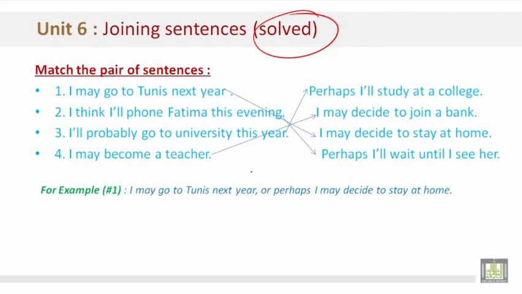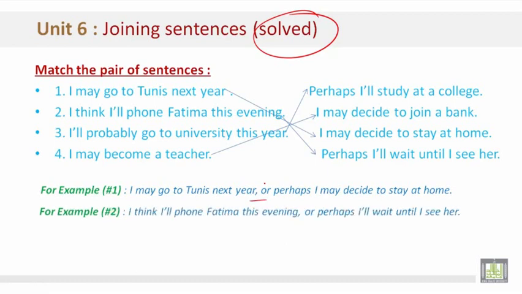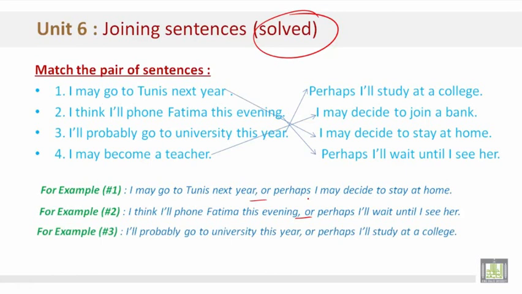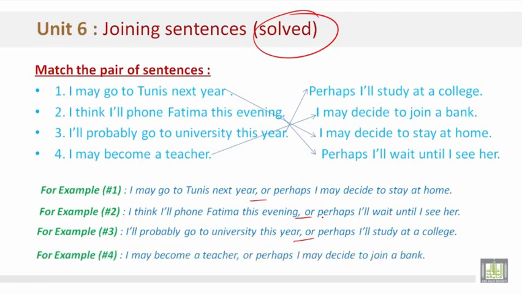For example 1, I may go to Tunis next year, comma, or perhaps I may decide to stay at home would be how you join the sentences using or. We will go through all of the other examples. Example 2, I think I'll phone Fatima this evening, comma, or perhaps I'll wait until I see her. Example 3, I'll probably go to the university this year, comma, or perhaps I'll study at a college. For number 4, I may become a teacher, comma, or perhaps I may decide to join a bank. Notice each sentence gives two options, A and B, or indicates that you will choose one.